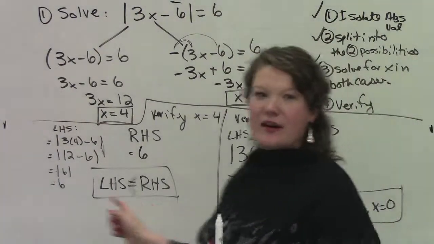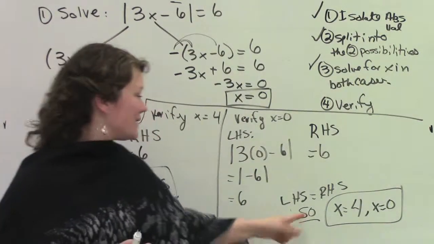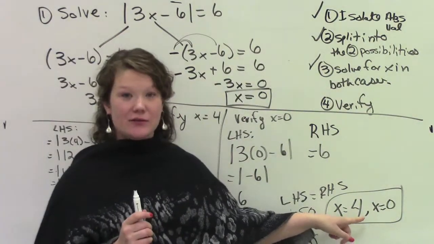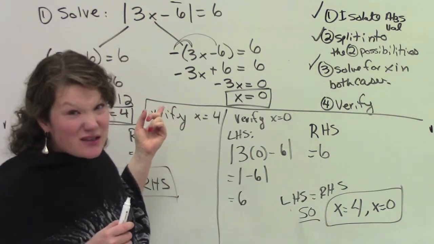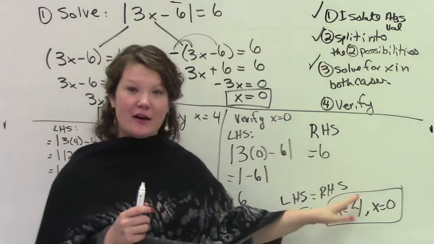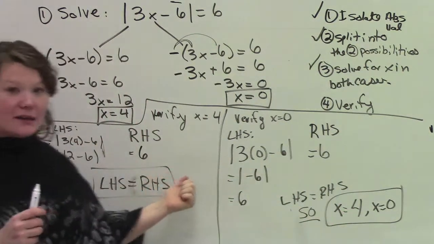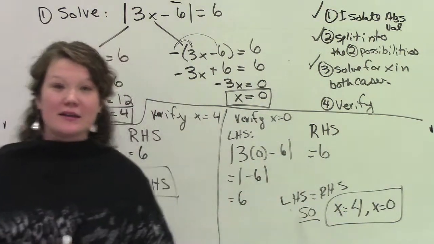Only after we verified both solutions can we say that this is actually true. At this point, we're like, maybe x equals 4 and maybe x equals 0. But since we verified it, left-hand side, right-hand side, we know that it is verified.